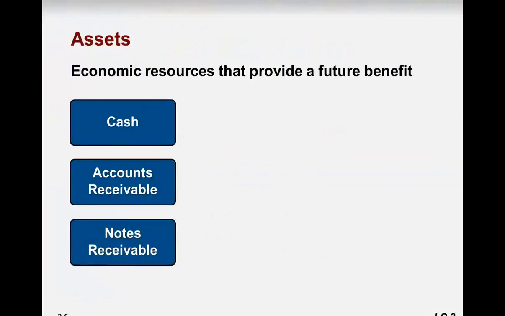Assets are economic resources that provide a future benefit for the business. So we use cash to buy inventory, or we buy inventory with a liability account. Accounts receivable is money that our customers owe us, and notes receivable would be money that someone owes us, and they have a written promise to pay for that.